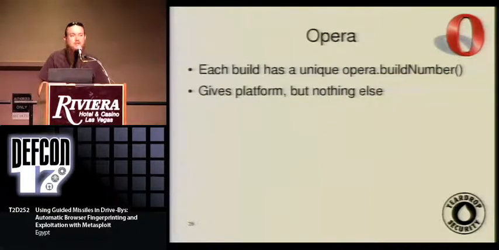Opera doesn't really give us anything awesome, but it does give us this function called opera.buildNumber, and that's basically unique amongst operating systems. It doesn't give us the version of the operating system or the service pack level, but it does give us the platform, and that's enough to tell us with a certain degree of likelihood that the user agent is not lying. So we can use that same hybrid approach that we used for Firefox earlier to determine the operating system using Opera.